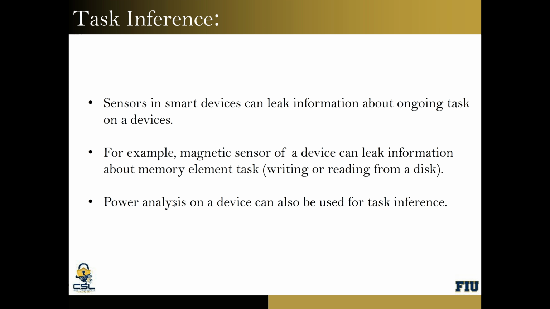Another form of attack is task inference. What is task inference? A smart device runs a lot of tasks at a time. There are sensors in smart devices that can leak information about ongoing tasks on the device. For example, a magnetic sensor of a device can leak information about the memory element of a task. Like if a file is being written on the device, you are saving a file or downloading a file, the magnetic sensor of the device can capture that.